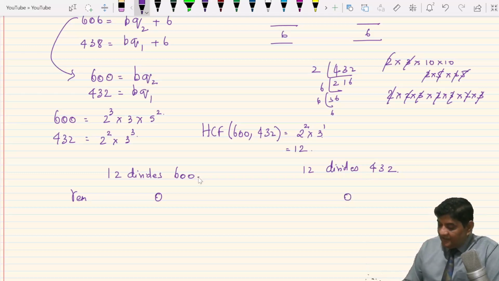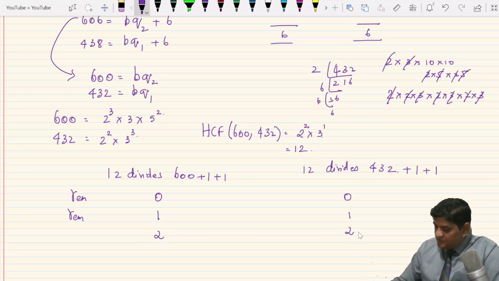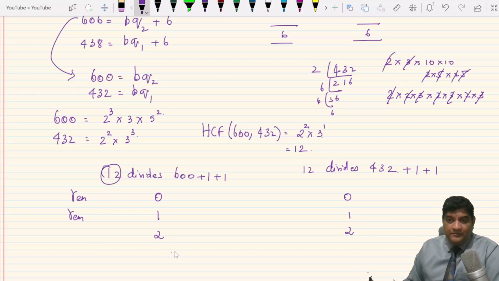But if I increase this number by 1, the remainder is going to be a 1. And here also, if I'm increasing by 1, the remainder will become a 1. If I increase this number by another 1, the remainder becomes a 2. Same happens here also. So 12 is giving me the same remainders. So I need a remainder of 6, which means I'm going to be adding a 6 to 600, which is what I get here.